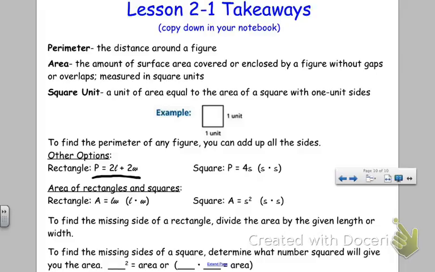Or maybe for the square, if you don't want to add up all the sides, you could do 4 times the side, or 4s. For area of rectangles and squares, you could do length times width, obviously. Side times side for a square. It's the same idea as length times width. And to find the missing side of a rectangle, divide the area by the given length or width. That's the one where you can use division. Now, squares, remember, are different. To find the missing sides of a square, determine what number squared will give you the area. So what number times itself is going to give you that area?